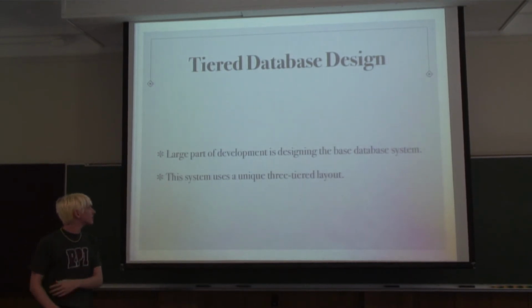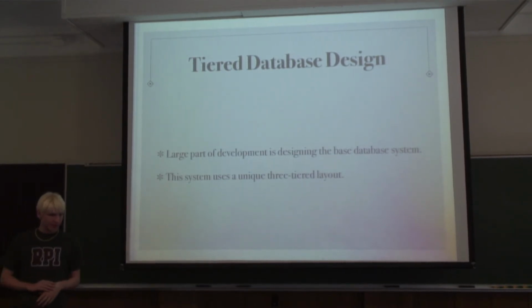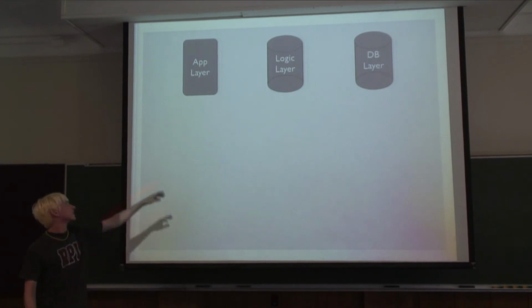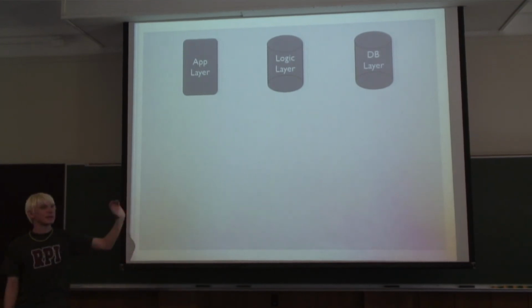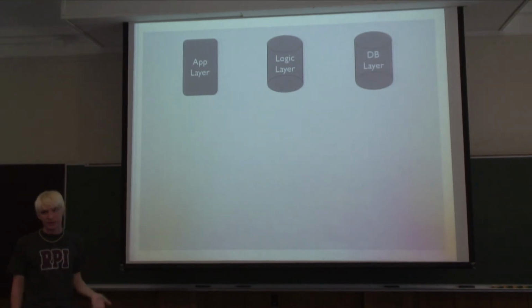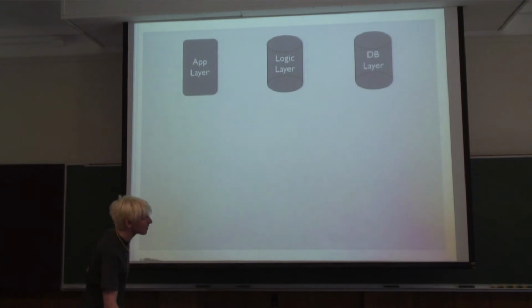The system is supposed to use a 3-tiered layout, which I explained in my last presentation, and I'll have a diagram about it right here, where it has 3 layers: an application layer, a logic layer, and a database layer. The logic layer and database layer are both databases, and the app layer is my interface. It's what the user interacts with. And they're all connected.